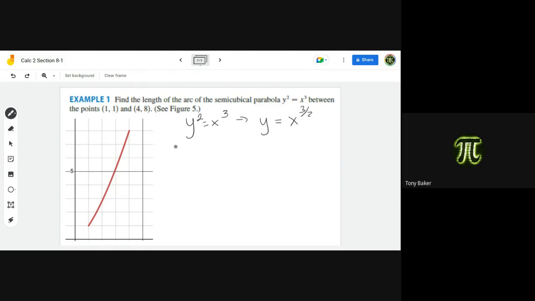All right, so my arc length formula. The first thing I need to do this problem is find the derivative of the function. So I need to find my dy/dx. What's the derivative of x to the 3 halves? Right, 3 halves x to the 1 half.